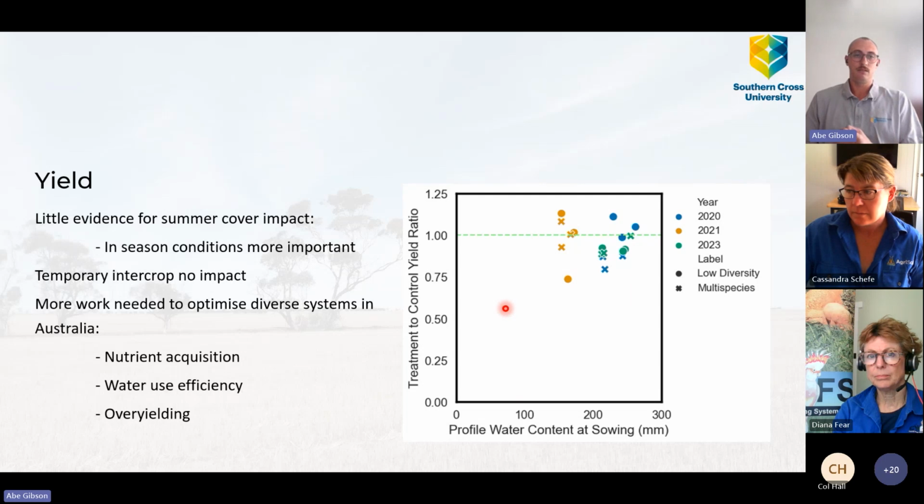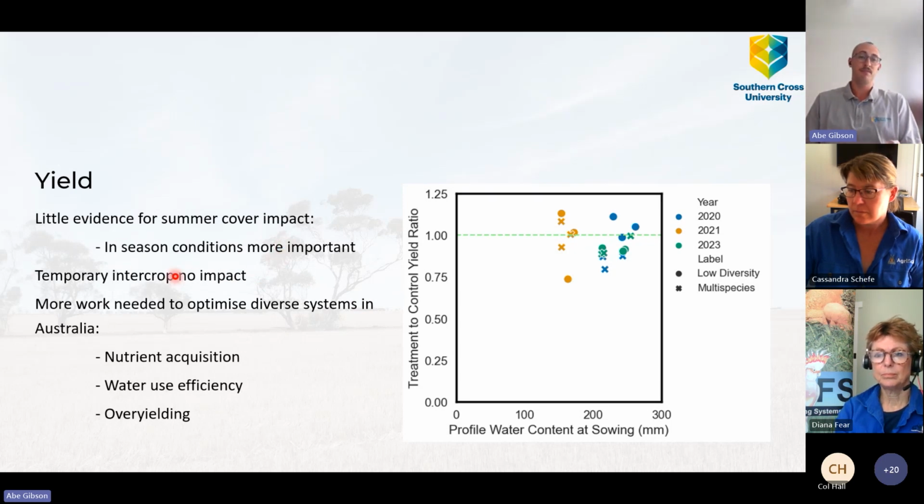The answer is potentially not. And the driver of this is that our in-season conditions in the trial years so far have been more important to determining our yield than the water that's available at pre-sowing. So you can see, because they're grouped around that straight line up from the profile water content at sowing, in our yield response ratio, treatment to control, we get this scattergun with a lot of vertical spread, rather than the horizontal or diagonal spread we'd be looking for if we were having an impact there. So there's opportunity that we can use summer cover cropping as an opportunistic practice.